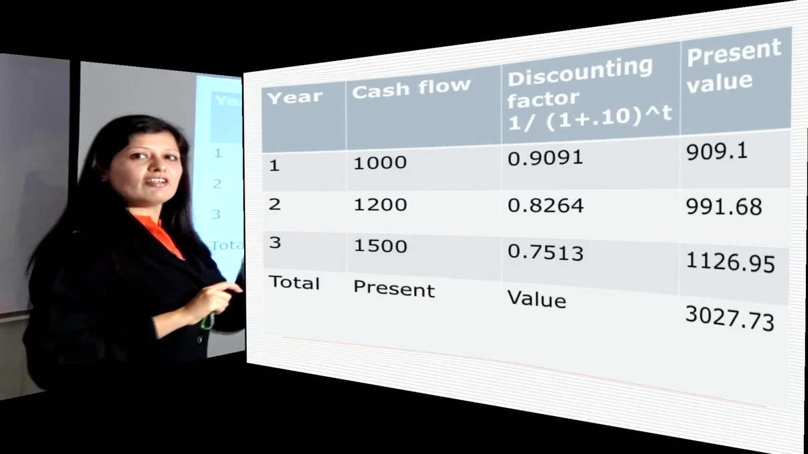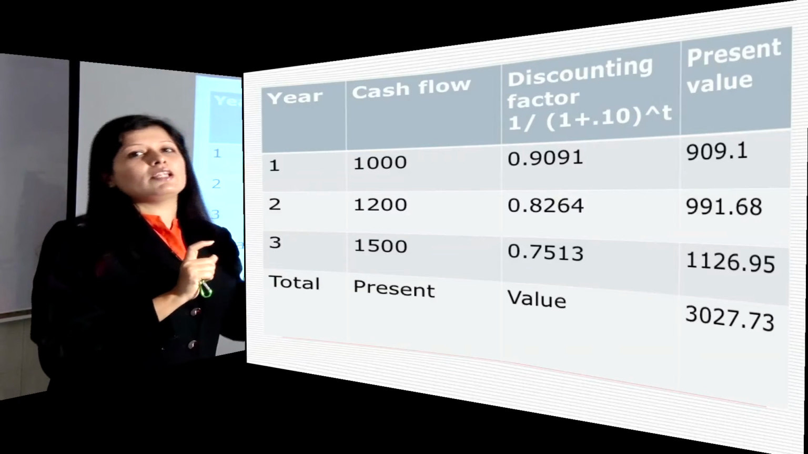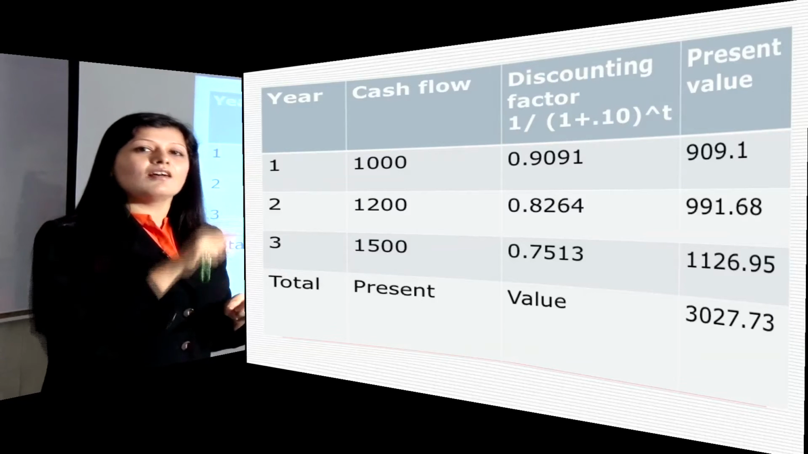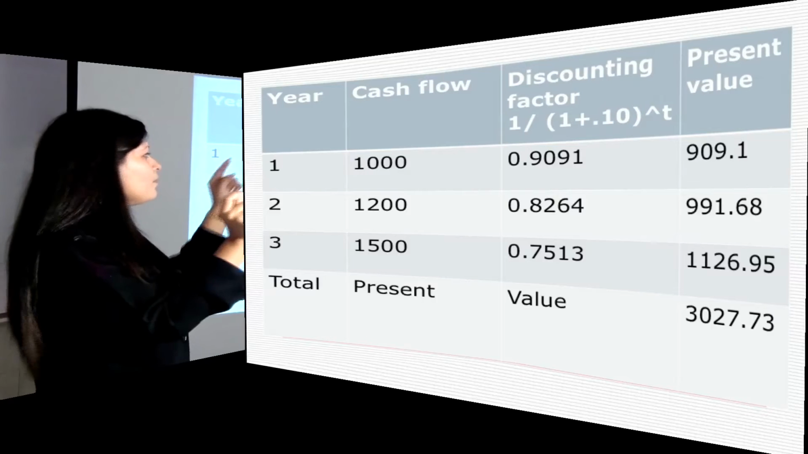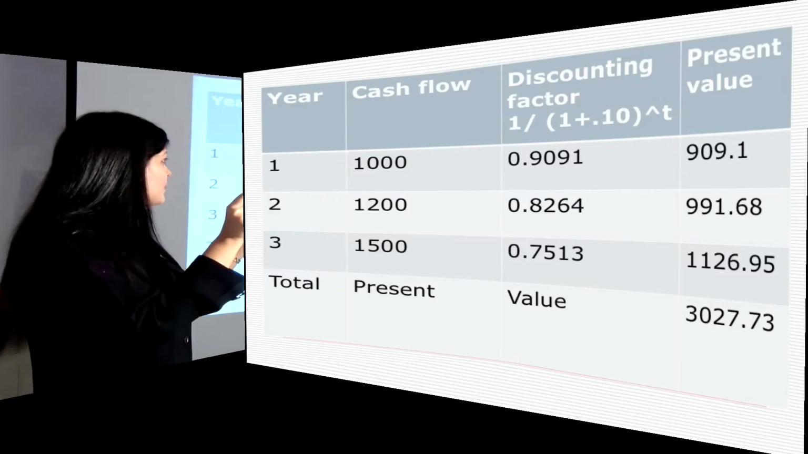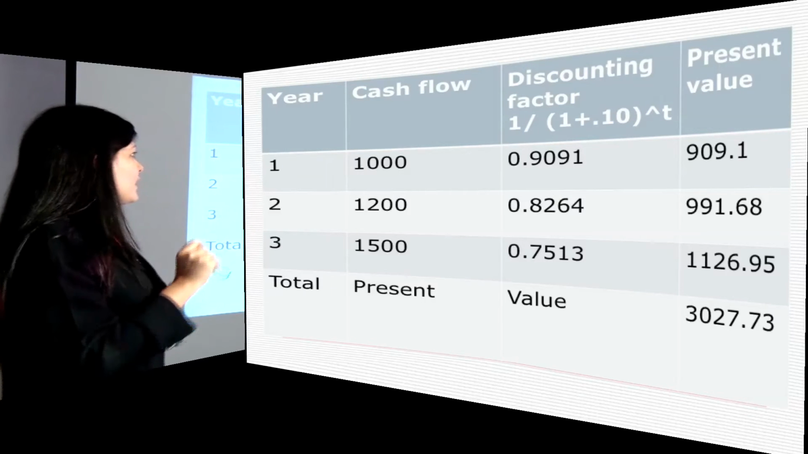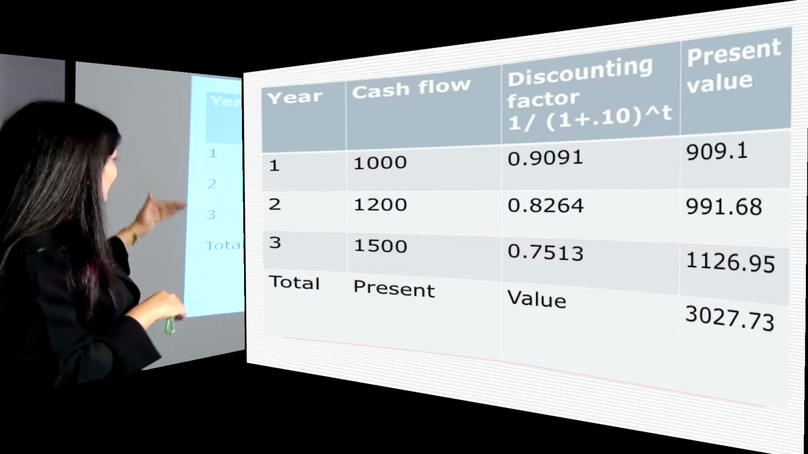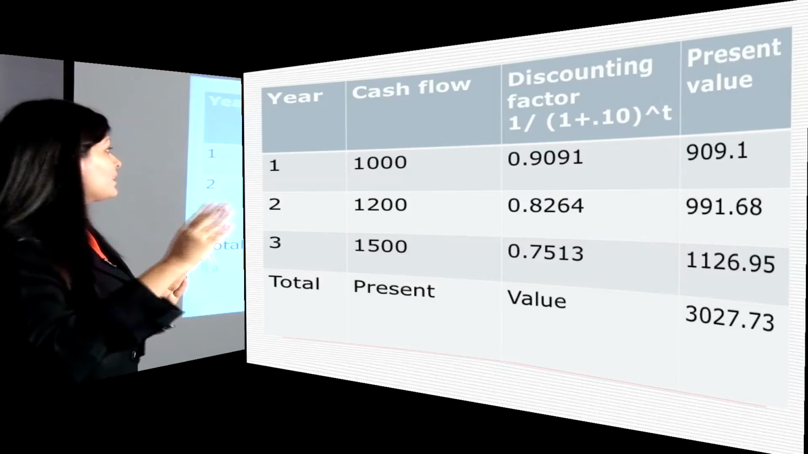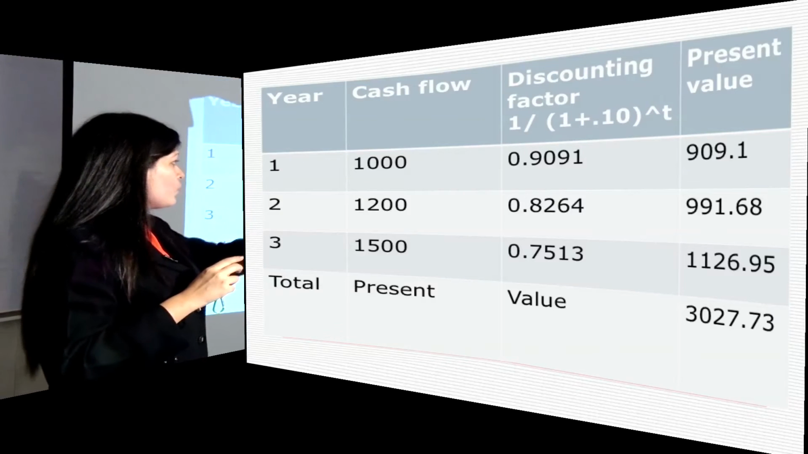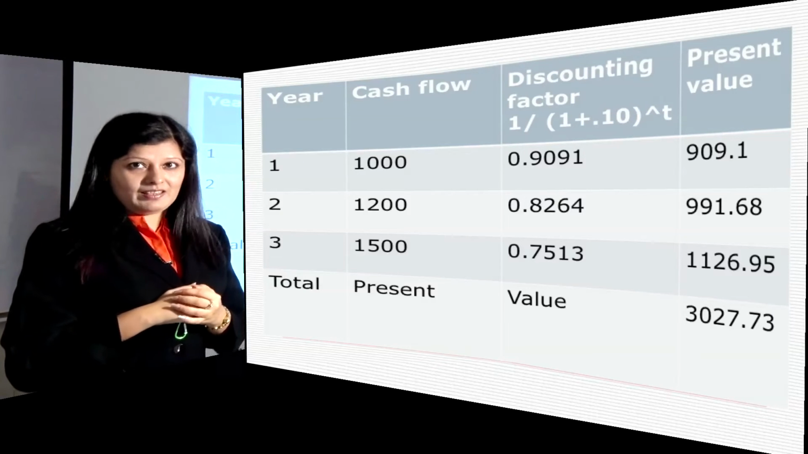Now this discounting factor table is also available in the present value tables where you see the 10% column, year 1, pick up the figure 0.901, 10% for year 2, 0.8264. So if we have a look, the total of the cash flows is 3700 but the present value of the future cash flows is 3027.